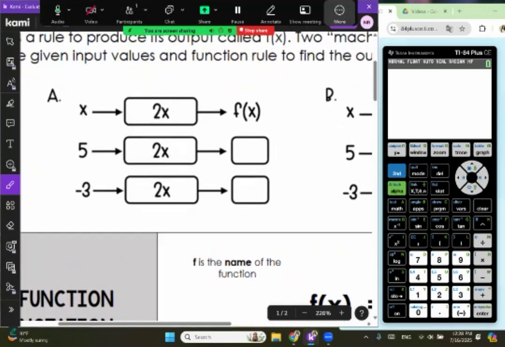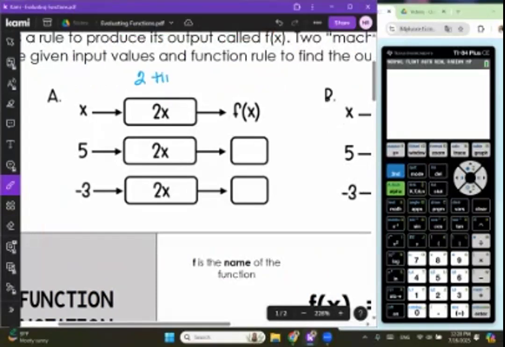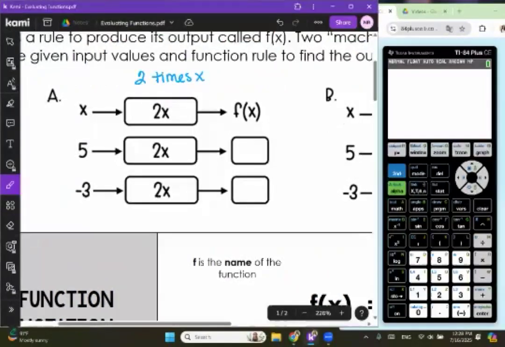What do they want us to do with x? They want us to take x and multiply it by 2. That is the rule, 2 times x. So if I take x and plug it in, 2 times x, yeah. So if I take a 5, plug it in, 2 times 5, 2 times 5 is 10.